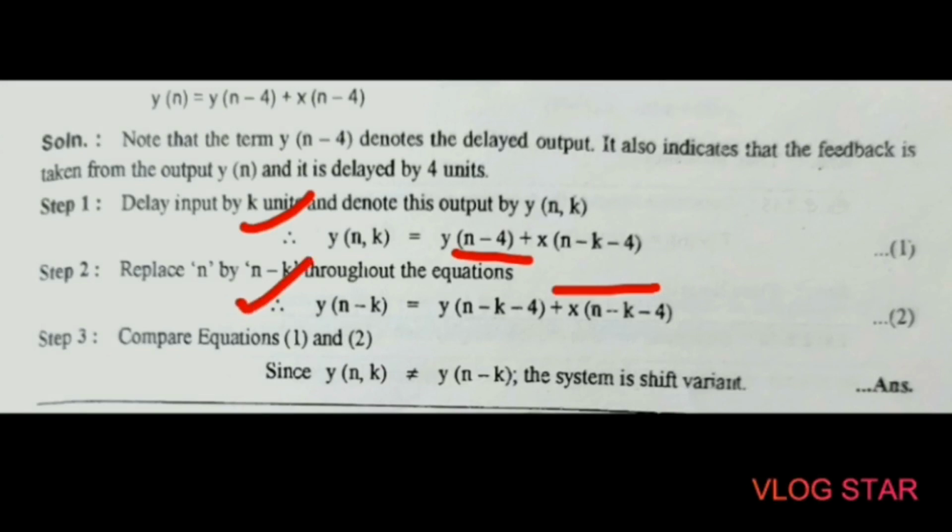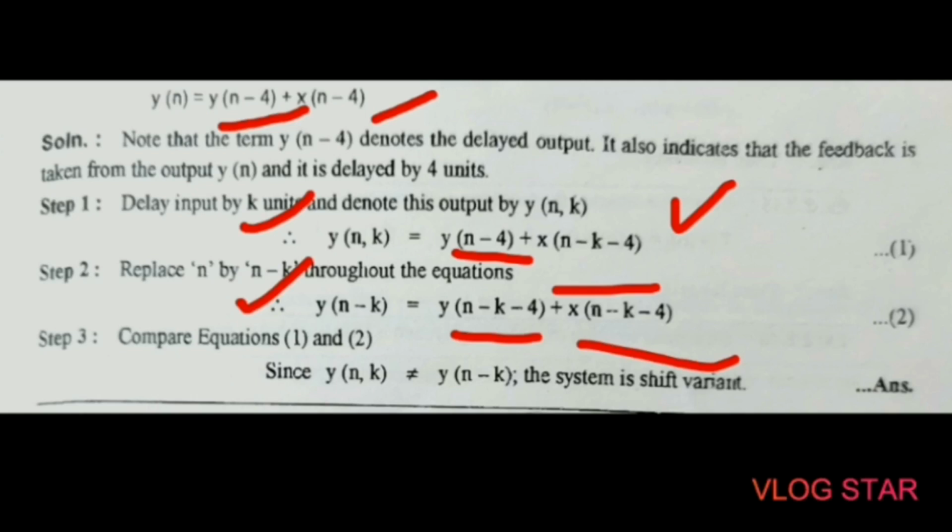Then y of n minus k is equal to, we have to again subtract that delayed value from the first part, that is y of n minus 4 also. So we'll get here y of n minus k minus 4 plus x of n minus k minus 4. In the first step, we just replace the x of n value. In the second step, replace the x of n as well as y of n value.